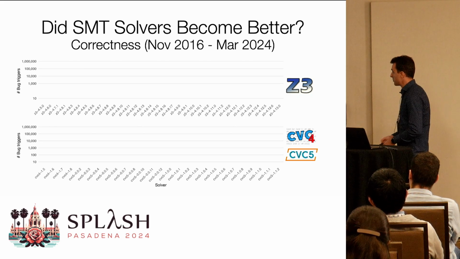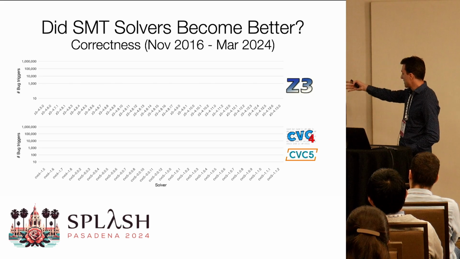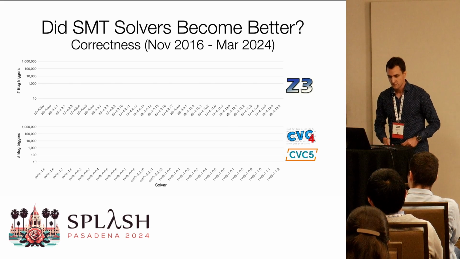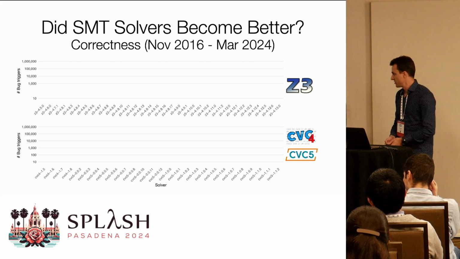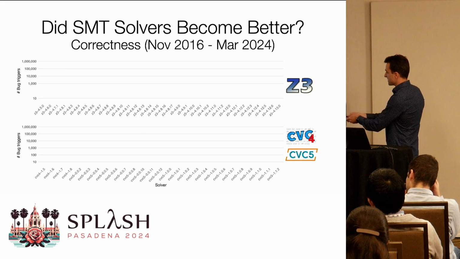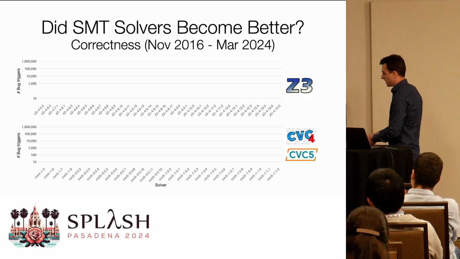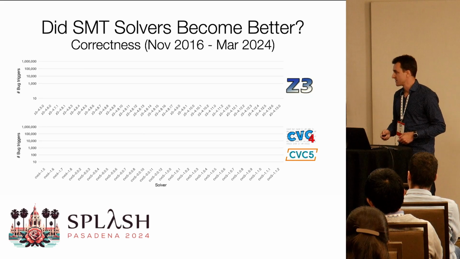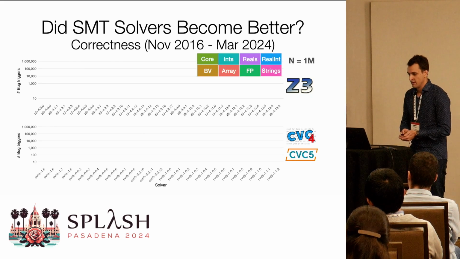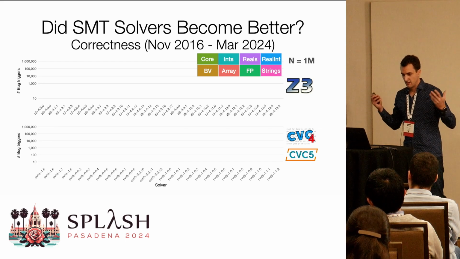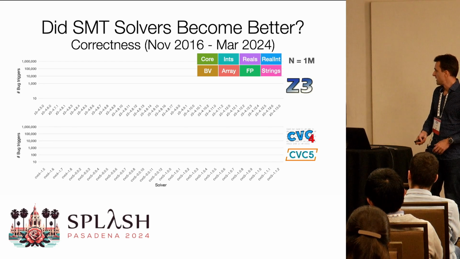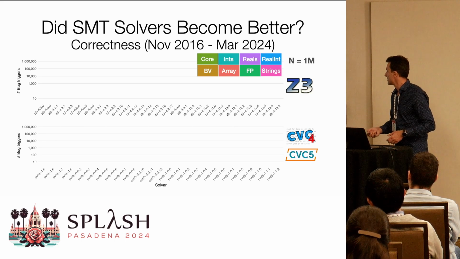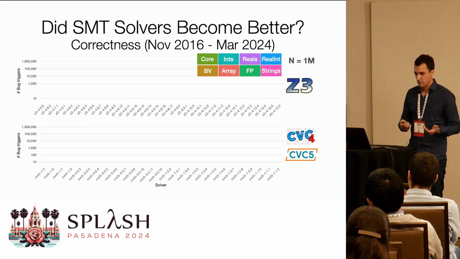And you see two plots here, one for Z3 and the other one for CVC4. The x-axis shows you the releases from old to new, and the y-axis determines the number of bugs that have been triggered. We ran our tool ET on all the grammars, which we indicate by the different colors, on 1 million test cases.